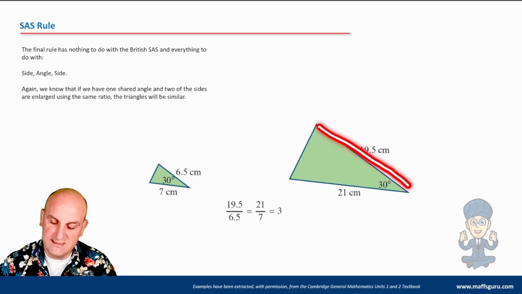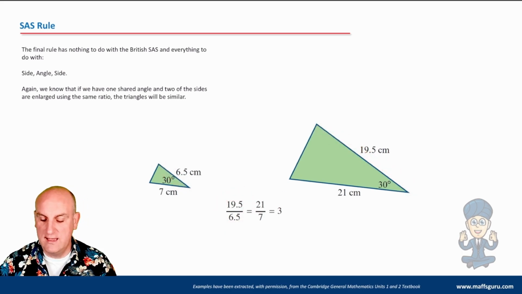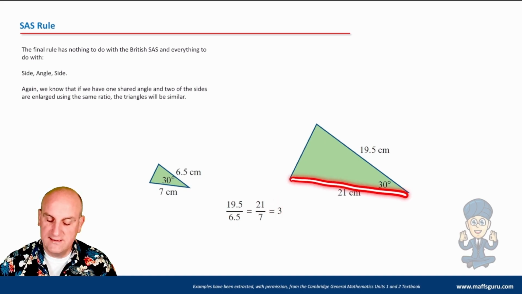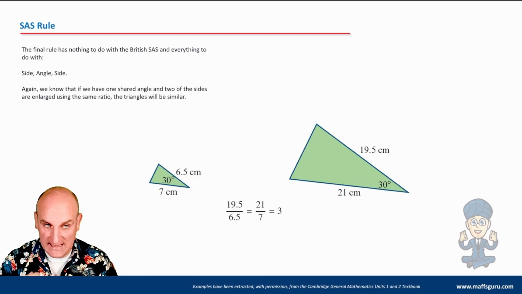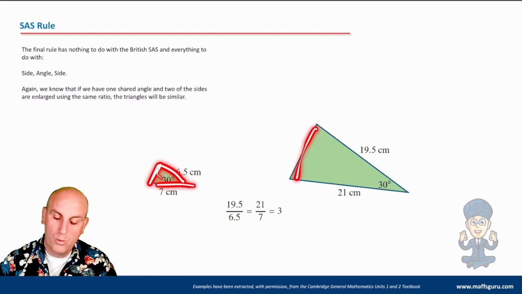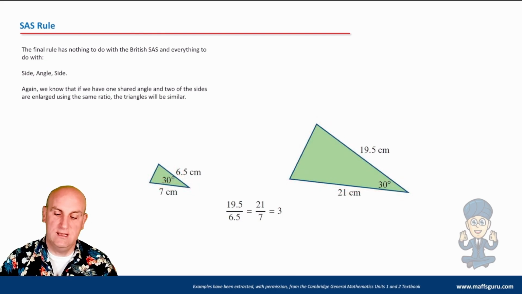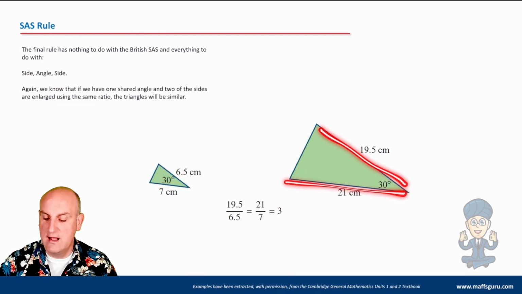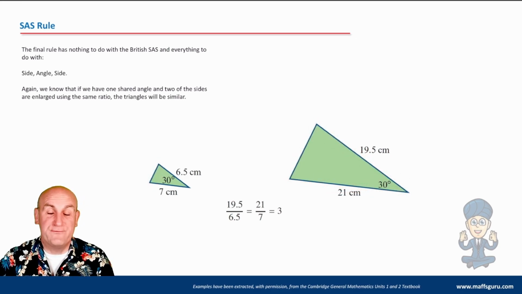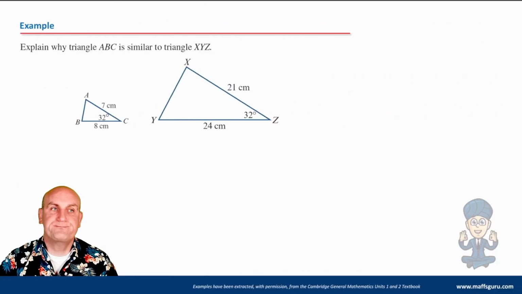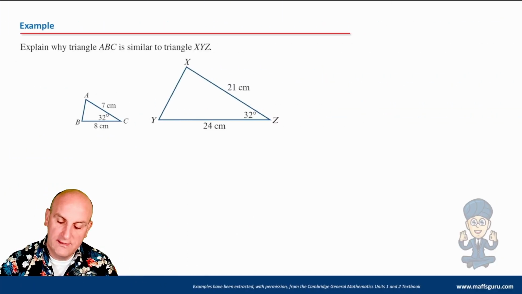So here, if I do 19.5 divided by 6.5, I actually get 3. If I do 21 divided by 7, I get 3. And so it is shown that in that situation, these two triangles here would also be similar. Because if I've grown these the same, and that angle there stays the same, then that side length there would have to have grown by the same amount. Okay, so we've got three rules. What were they? They were AA, they were SSS, and they were SAS.